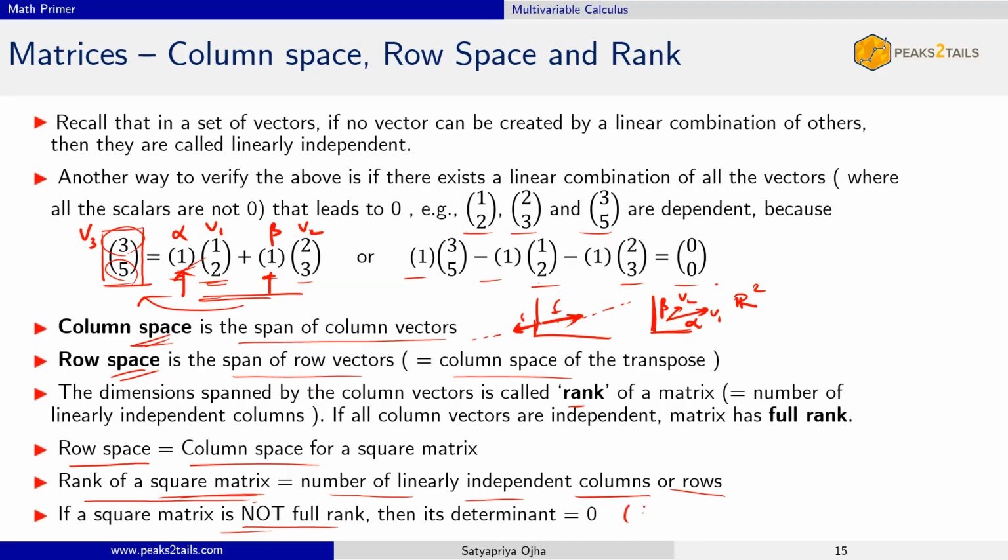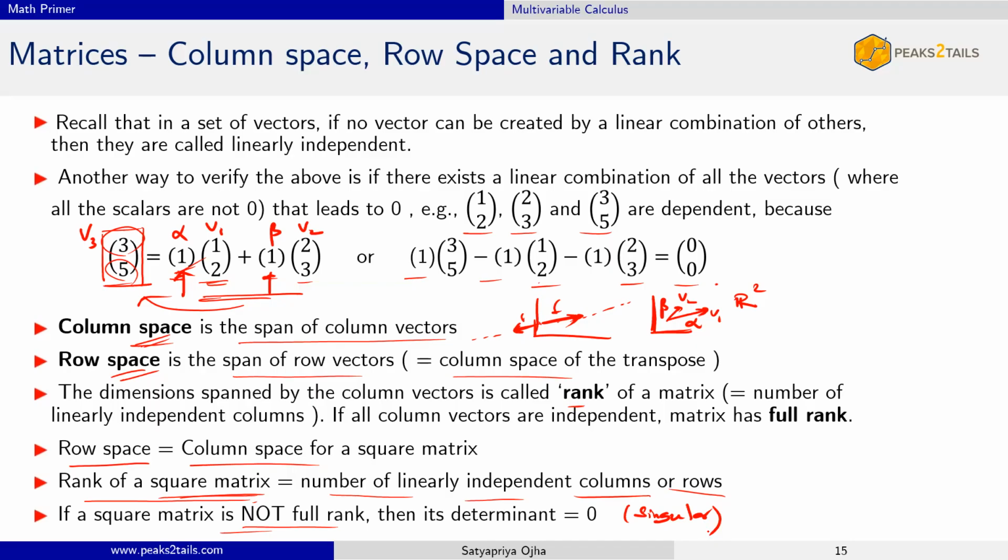Determinant 0 means singular. Yes, you're correct. Singular matrix. If a matrix is not full rank, the determinant will be 0. That is a powerful, powerful result. There is one redundant vector or more. And yes, exactly, Sachin says it will be non-invertible. Determinant is 0, so the inverse does not exist.